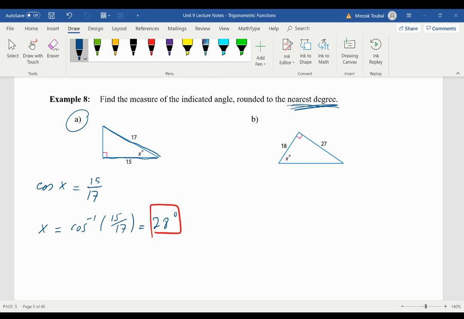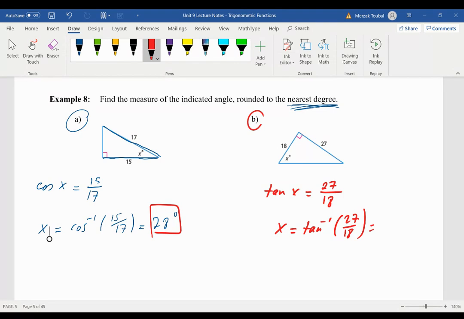All right, let's work on example B now. For B, we can use tangent. So tangent of x is the opposite, which is 27, over the adjacent, 18. So x equals tangent inverse of 27 over 18. You can simplify 27 over 18 if you wish, but we're just going to put it in the calculator and find the value, which is going to be approximately 56 degrees.